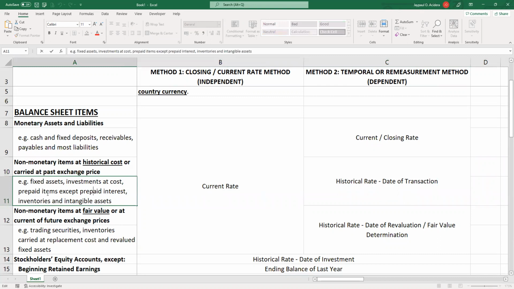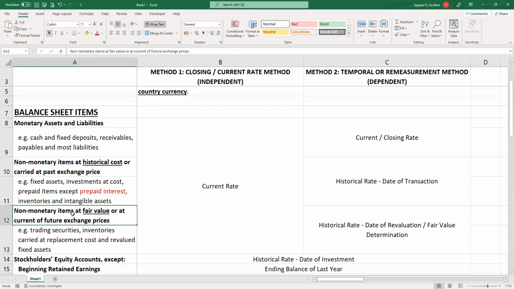So may exception yan, no? Usually class, prepaid items, kunyari prepaid rent, okay, prepaid advertising, okay, and other prepaids, they are considered non-monetary items, except for prepaid interest. Okay, so prepaid interest is accounted for as monetary assets. Okay? Ninote ko yan kasi we have a problem later that will deal with prepaid interest.